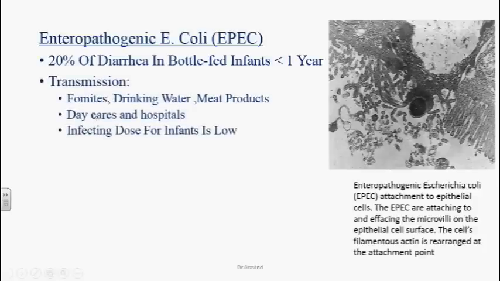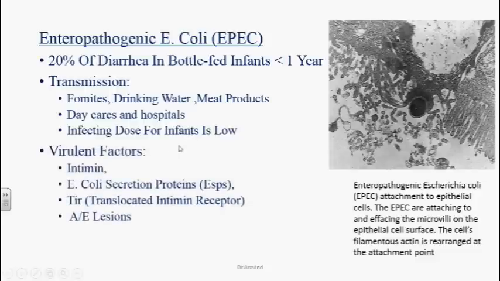And transmission is mainly by fomites, drinking water, meat products, daycares, and hospitals, and the infecting dose for infants is very low. And the virulence factor for enteropathogenic E. coli is intimin, the main virulence factor, because these organisms always have a type 3 secretory system where they can inject E. coli secretory proteins, the major important one being Tir, the translocated intimin receptor.